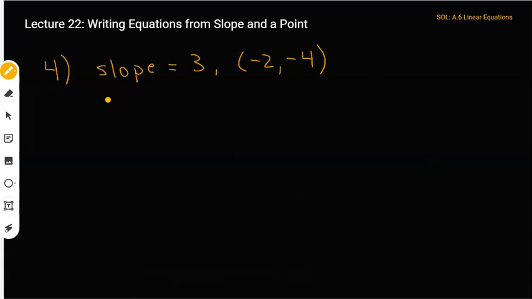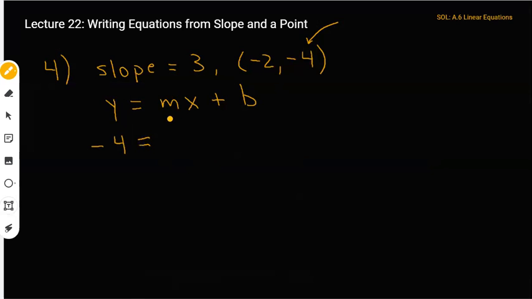So the first thing that I'm going to do is write down my slope-intercept form. That's going to be y equals mx plus b. I need to figure out what y is. That's going to be the y value from this ordered pair, -4. So I'm going to let y be -4.